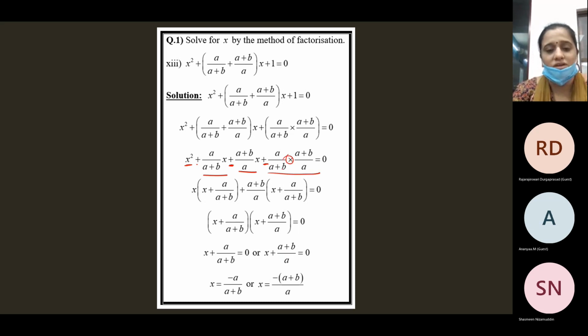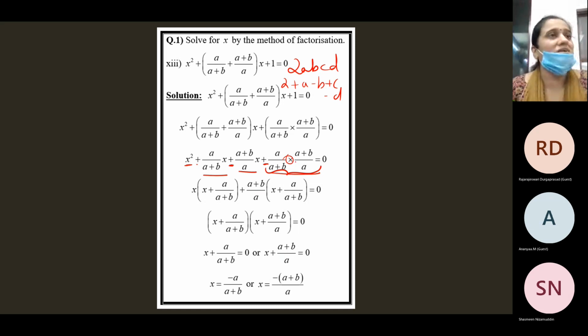This is the multiplication sign. That's not a separator for the terms. Terms are separated by a plus or a minus sign, not multiplication. Like you know, 2abcd is only one term. But 2 plus a minus b plus c minus d, 1, 2, 3, 4, 5 terms. Plus and minus are the separators, not multiplication. So this a by a plus b into a plus b by a is only one term. That's the fourth term.